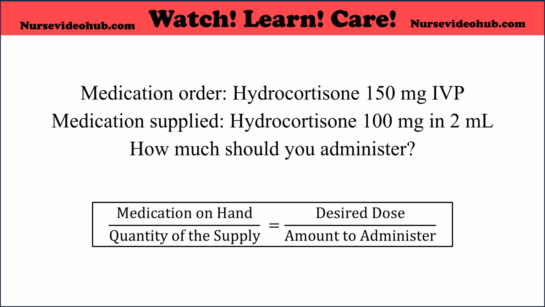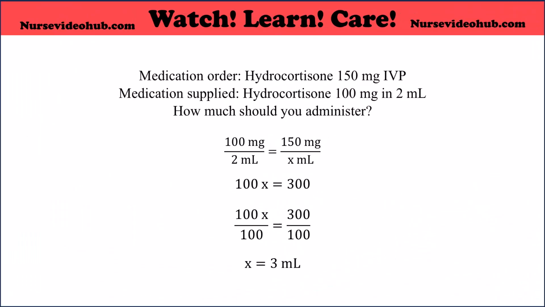Now, let's calculate another order. The medication order is hydrocortisone, 150 milligrams IV push. The medication supplied is hydrocortisone 100 milligrams in 2 milliliters. How much should you administer? Now solve the problem. Set up your proportion. The first ratio is the medication supplied, 100 milligrams per 2 milliliters. The second ratio is the desired dose, 150 milligrams per X milliliters.